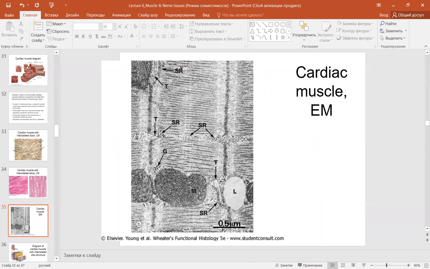Here you have the sarcomere, Z-line, mitochondria, anisotropic disc, isotropic disc, sarcoplasmic reticulum, tubulus transversum, lipid inclusion, thick filaments, thin filaments, H-zone, M-line, glucose, the glycogen deposits.